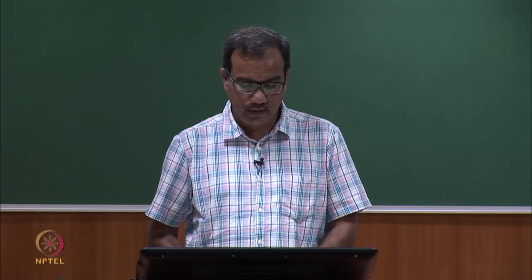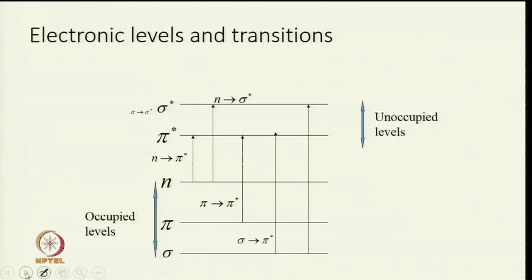And here are the different occupied levels and unoccupied levels. Sigma is the occupied level, pi and n are also occupied levels, and pi star and sigma star are unoccupied levels.